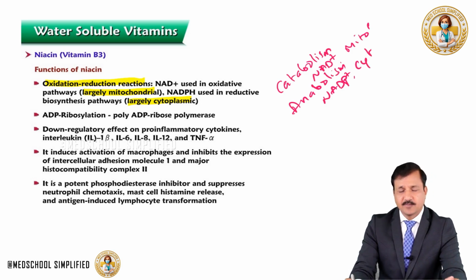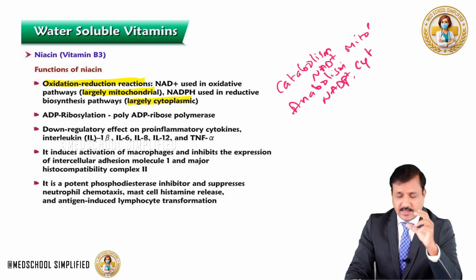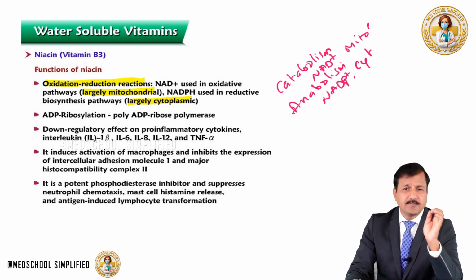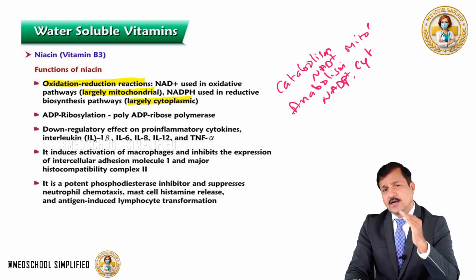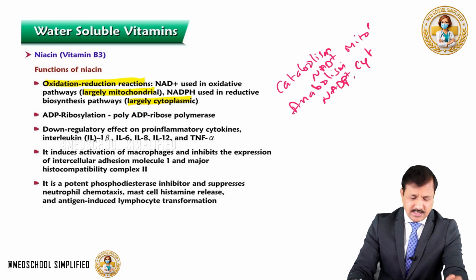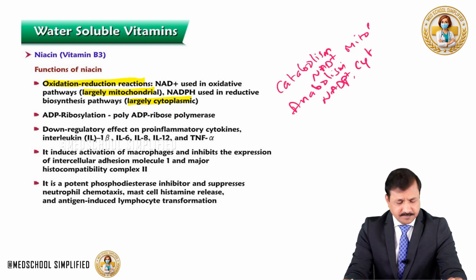This is in general, you've got to remember: oxidation or catabolic pathways are located in the mitochondria, and synthetic pathways, anabolic pathways, are located in the cytoplasm. Oxidative pathways need NADs as the coenzyme, and reductive biosynthesis or anabolic pathways need NADPs as the coenzyme. Now, that's about oxidation reduction reactions.